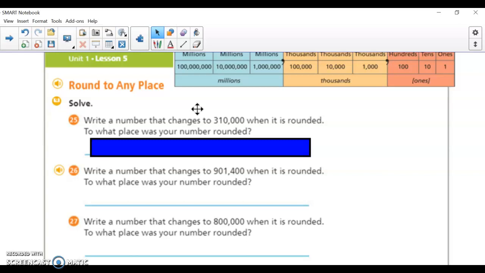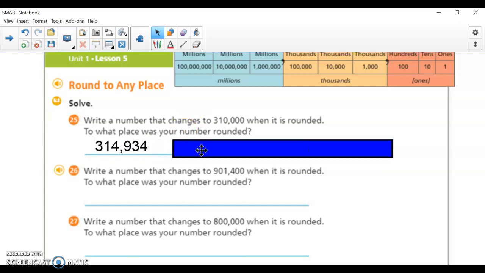So I'm going to give you the rounded number, and I want you to come up with a whole number, a different number that would get rounded to that number. So let's do one as an example. So it says write a number that changes to 310,000 when it is rounded, and to what place value was your number rounded. So I need to think of a number that isn't 310,000, but when I say you're going to round it to a specific place value, it becomes that.